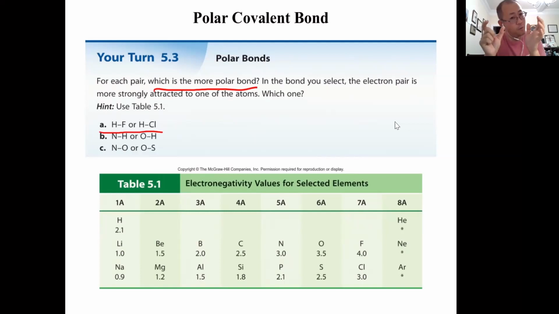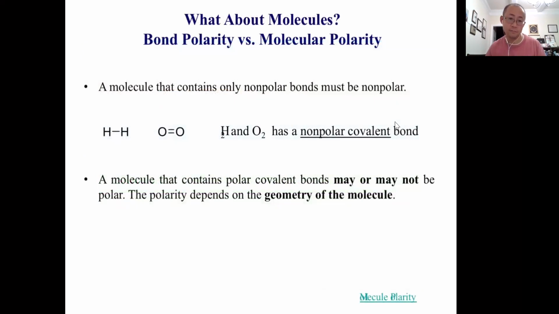But a chemical bond does not determine a whole molecule. So after we understand the polarity of a bond, let's take a look at a molecule, because a bond sometimes doesn't represent a whole molecule. How do we determine whether a molecule is polar or not? Or how do we know the difference between bond polarity and molecular polarity?